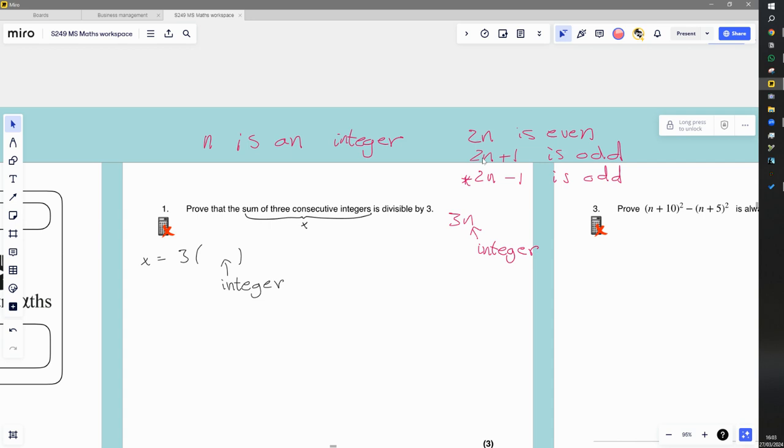And therefore, 2n plus 1 is guaranteed to be odd because you take any even number and you add 1 to it, and it's an odd number. Likewise, 2 times any integer minus 1 is going to be odd as well.